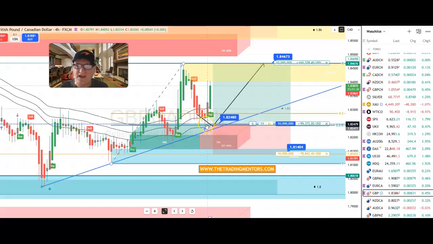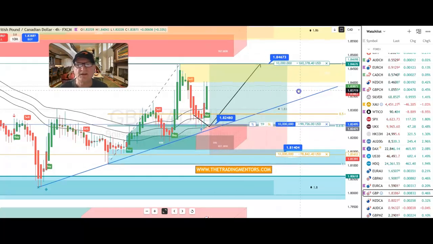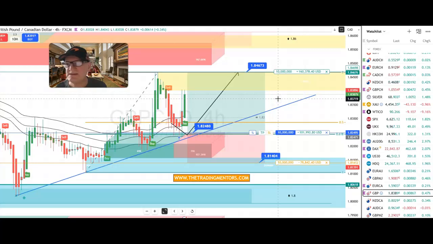So the entry was absolutely perfect here. And we're not looking to be perfect. That's not what we're about. It's not about being perfect, but it's about getting probabilities.